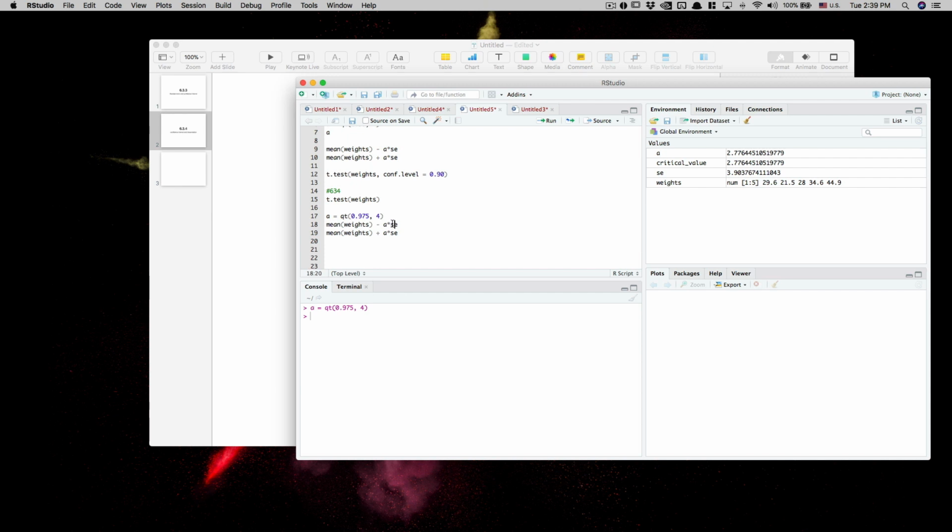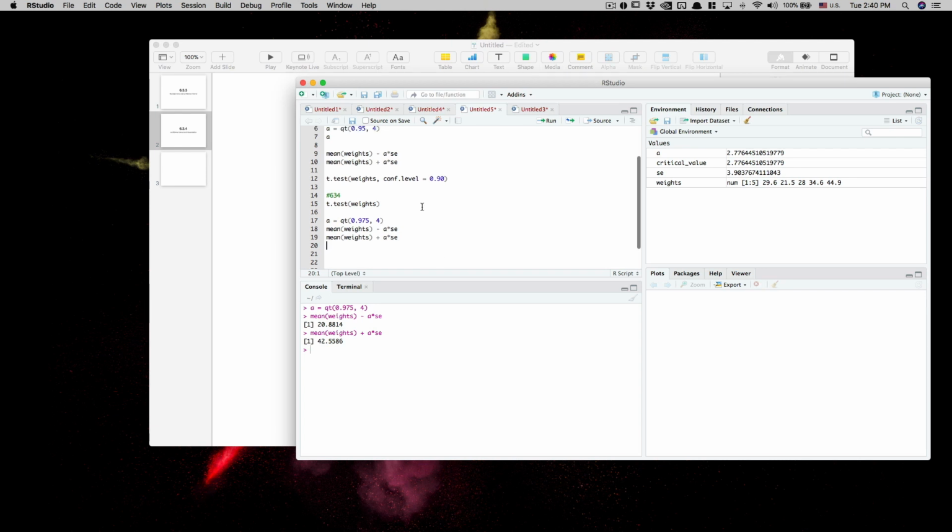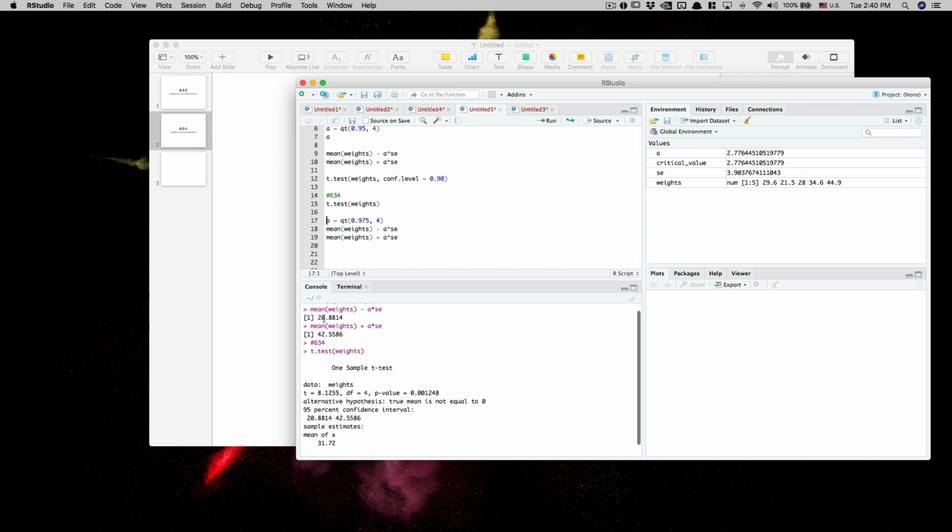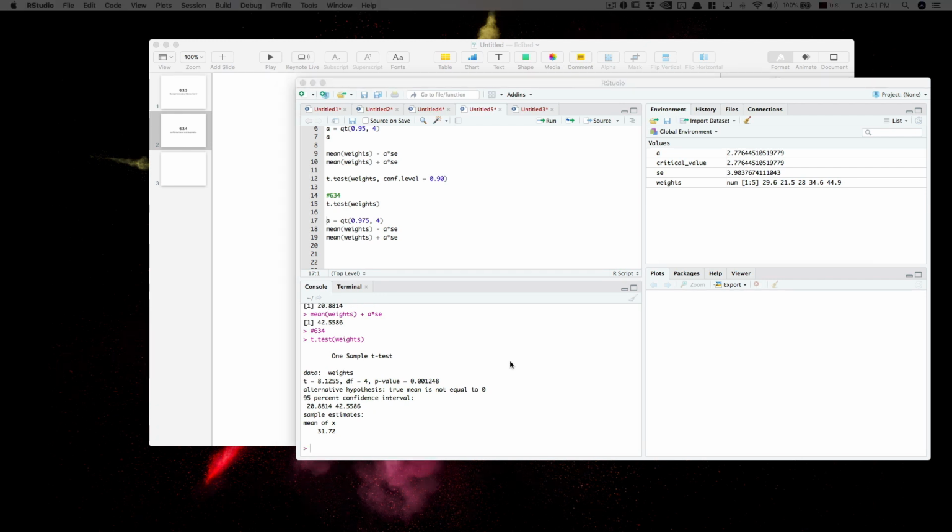The standard error does not change because we are still dealing with the same sample. The mean doesn't change. We rerun these two lines of code with a new A. This is it. So the left boundary is 20.88 and the right one is 42.56. If you'd like to compare this with the one auto-generated by the computer, as you can see here, the result is identical. In the last part, you are supposed to give an interpretation of this confidence interval. Basically, you are 95% confident that the true value of the population mean will be between 20.88 and 42.56.